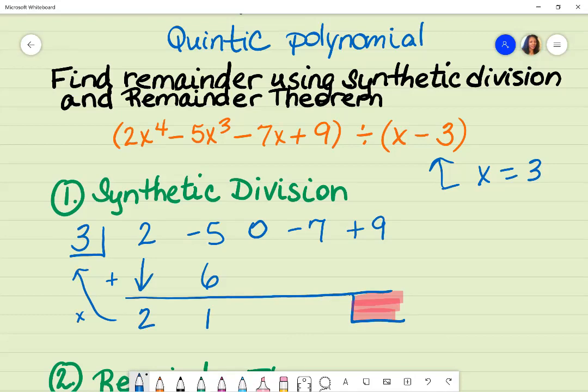Start the process again. 1 times 3, 0 plus 3, 3 times 3, negative 7 plus 9, and 3 times 2, which is a positive 6. So again, what's left over in this last column is my remainder. So we found the remainder using synthetic division.